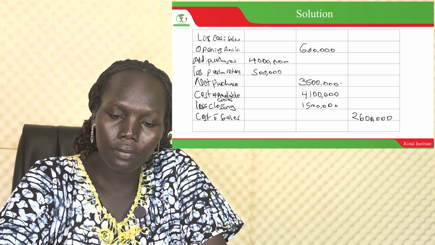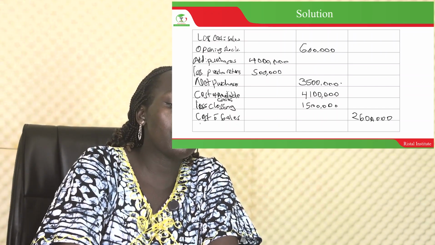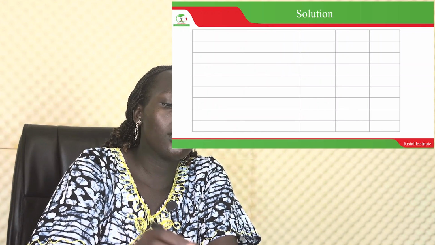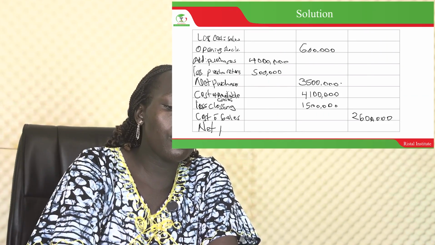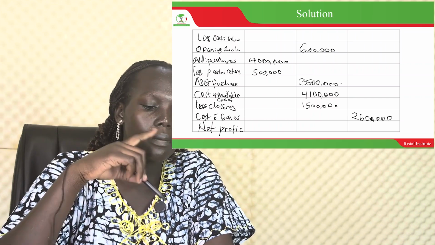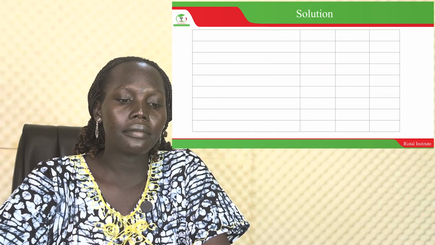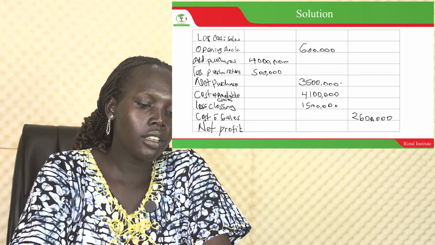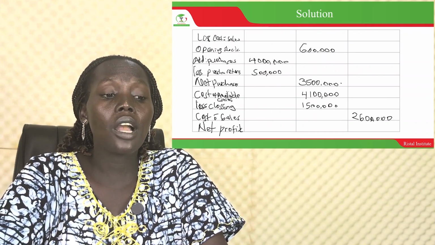2,600,000. So after getting our cost of sales, we want to get our net. We want to get our net profit. When I click it, we shall get our net profit. Net profit. So this net profit, how do we get it?